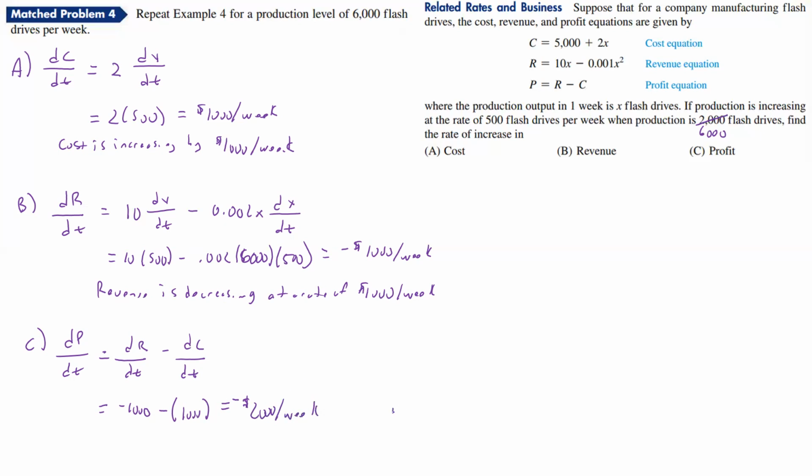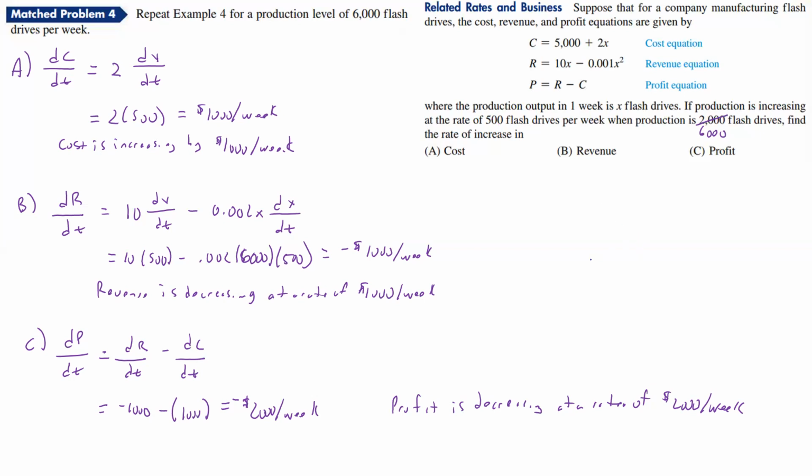So profit then is decreasing at a rate of $2,000 per week. That's when we have the production of 6,000 flash drives, and we're increasing the production of flash drives by 500 flash drives per week.